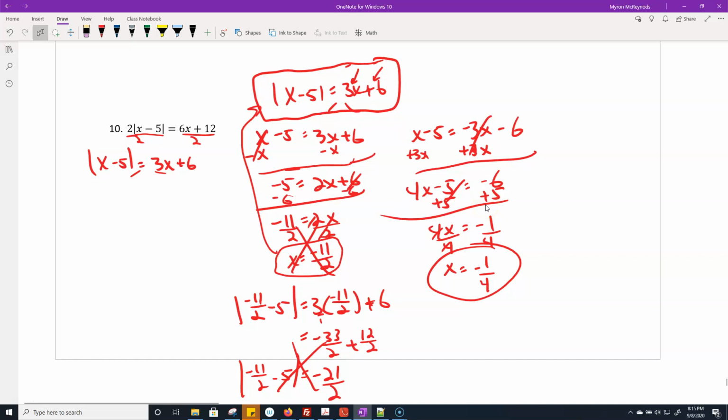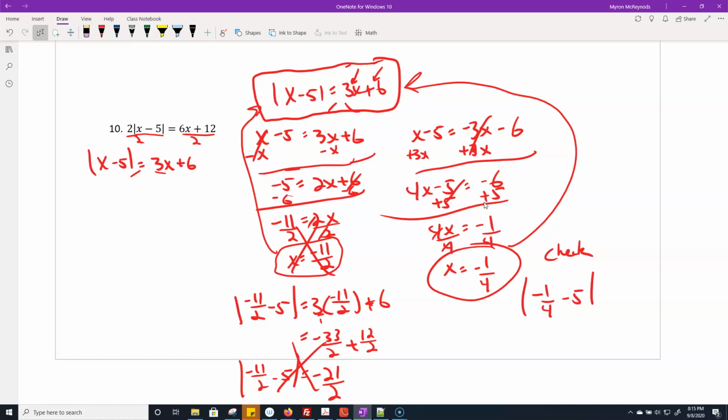And I'm going to plug it into the equation up here to check it. So I'm going to check. I get negative 1 over 4 minus 5 is equal to 3 times negative 1 over 4 plus 6. And let's see what we get here. I'm going to multiply these two numbers, and I get negative 3 over 4 plus, and I'm going to get this over 4 as well. The 6, if you put it over 4, you have to times the top by 4, you get 24 over 4. So plus 24 over 4.